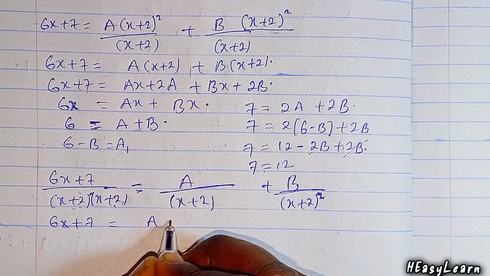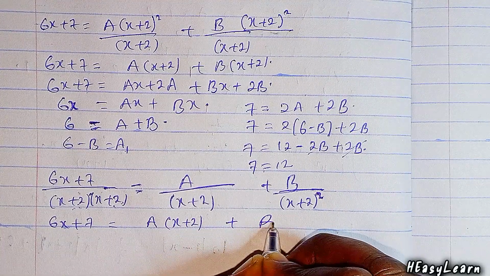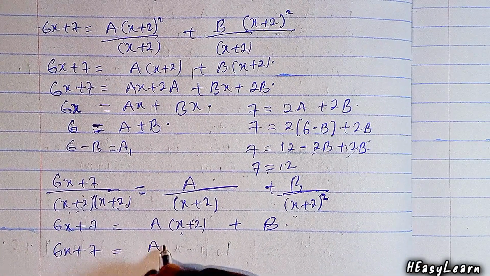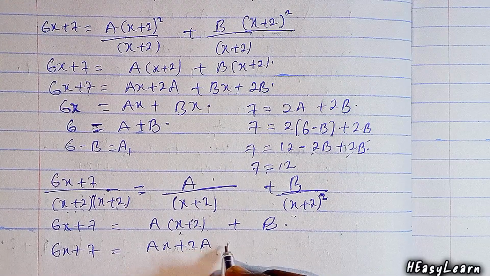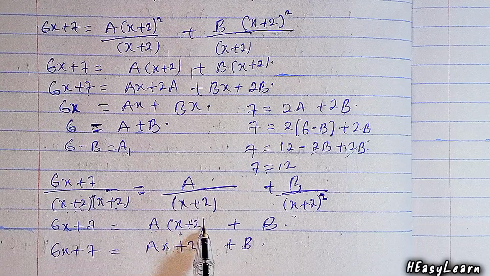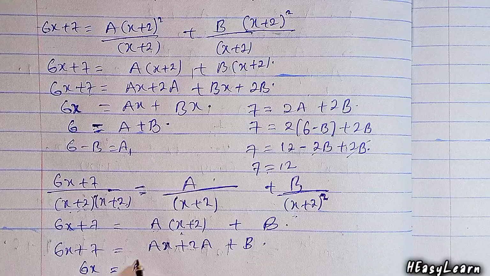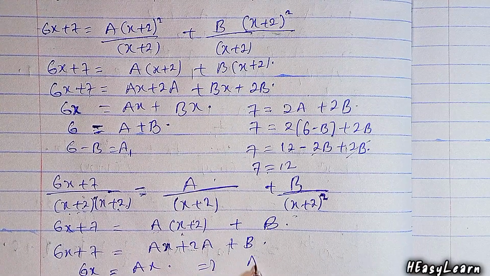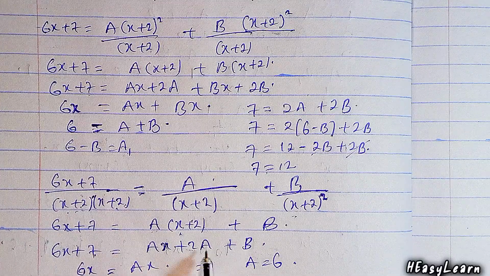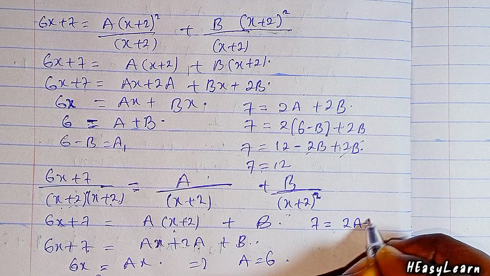6x plus 7 equals a(x plus 2) plus, then we clear the bracket, we have b only. This is the same thing as 6x plus 7 equals ax plus 2a plus b. Again, we equate 6x equals ax. In this case, a is equal to 6. Then we equate constant. 7 equals 2a plus b.